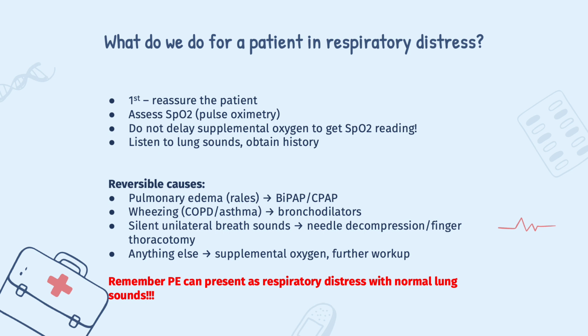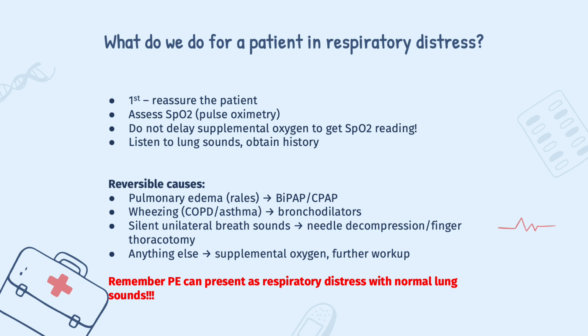Think about some of the reversible causes. If you have a patient who has a history of heart failure, and they may be coughing up pink frothy sputum, or they just have really wet sounding lungs, sometimes hitting them with a good dose of Lasix and throwing on BiPAP or CPAP to help push the fluid out of their alveoli and open up those air spaces is going to be a really quick reversible cause. Wheezing, so those patients presenting with exacerbation of either COPD or asthma, give them that bronchodilator.